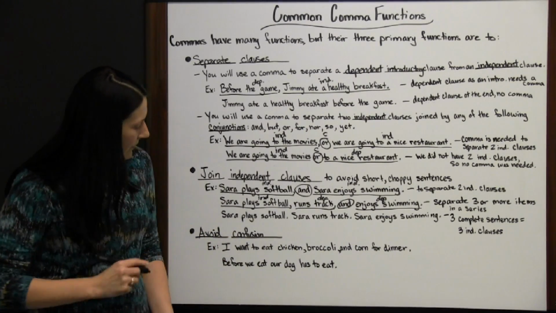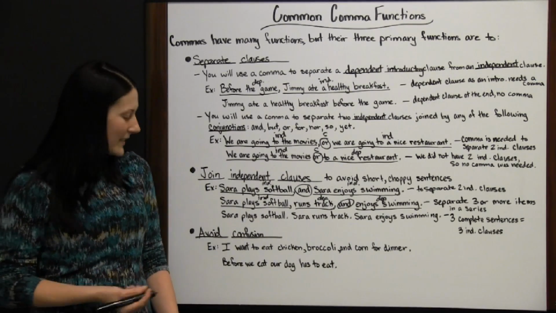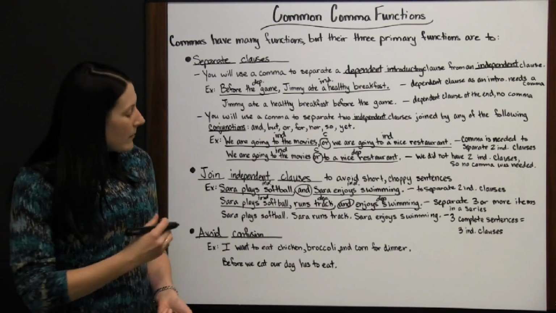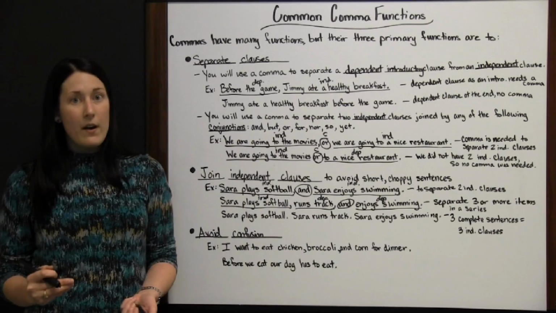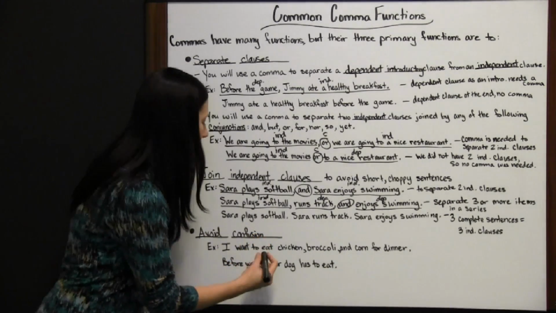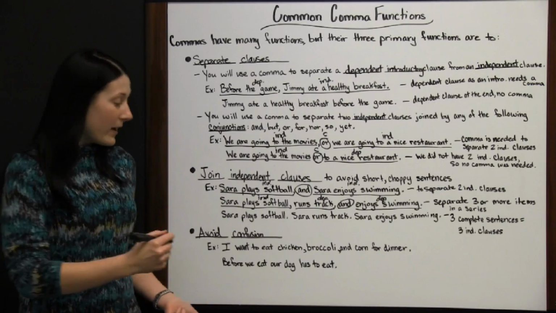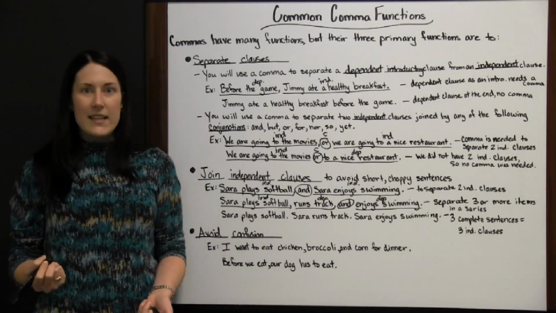Let's look at the next example. Before we eat, our dog has to eat. This doesn't make sense. Before we eat our dog, you're not going to eat your dog. But if you're reading this sentence quickly, without a comma there to slow you down and make you pause, you don't read it correctly. You would have to read it a second or third time to get what the author's meaning actually was. So you would say, before we eat, our dog has to eat.